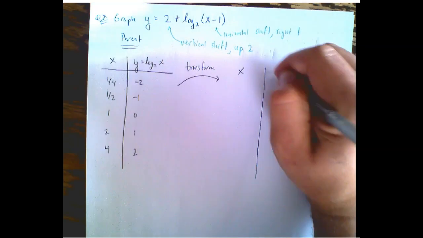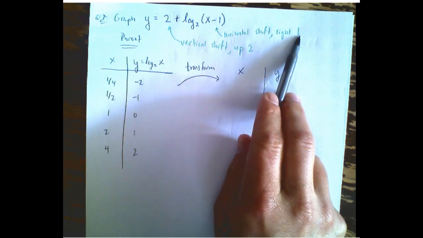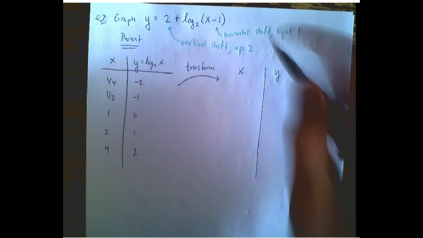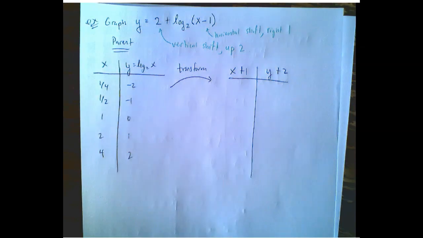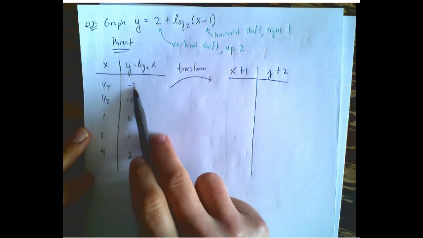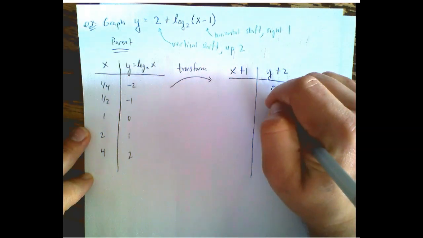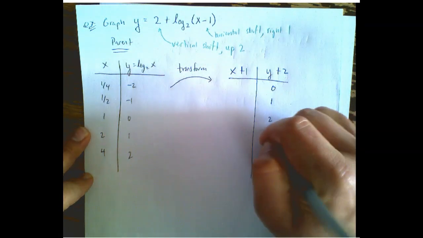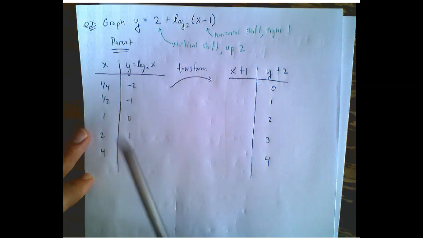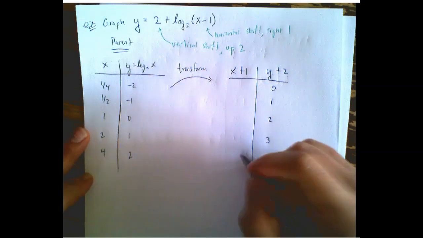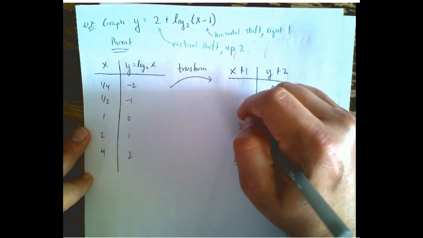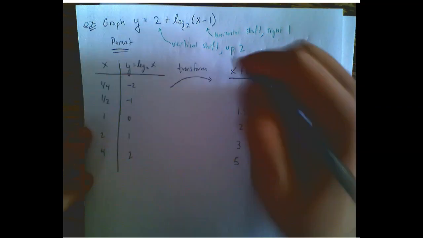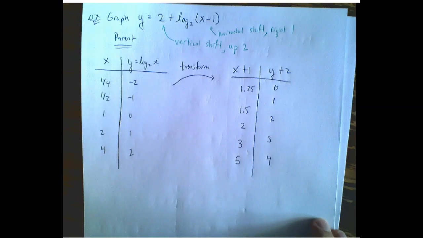So let's see what we can do with our x's and y's. So for horizontal shifting to the right 1, we're just going to add 1 to all the x's. That's the opposite of what you see there. And vertical shift up 2, we're going to add 2 to all y's. Okay? So the y's should be easy. Just add 2 to this entire column. So we'll get 0, 1, 2, 3, 4. And for our x's, we're going to add 1 to everything. So this guy will be 5, 3, 2, 1.5, and 1 1/4, 1.25. Okay.